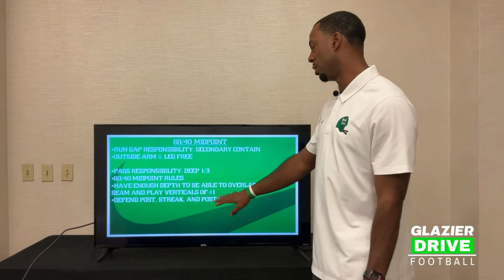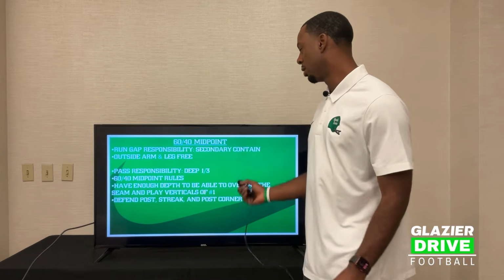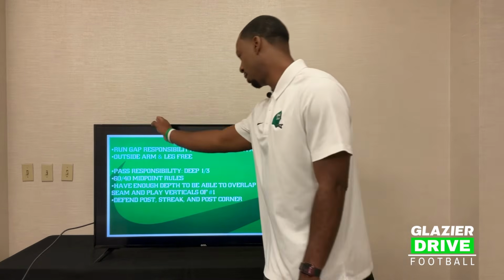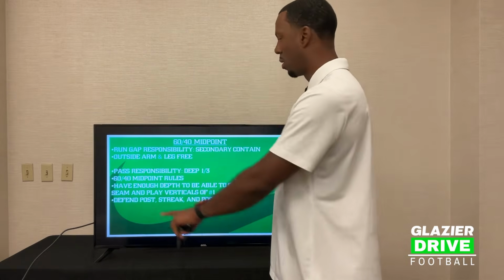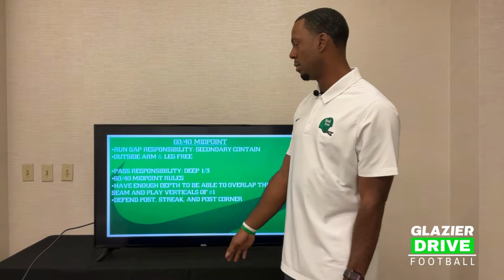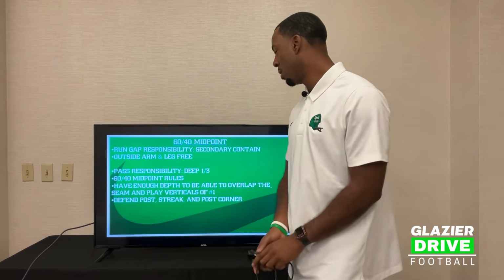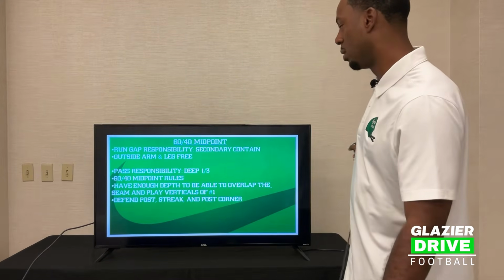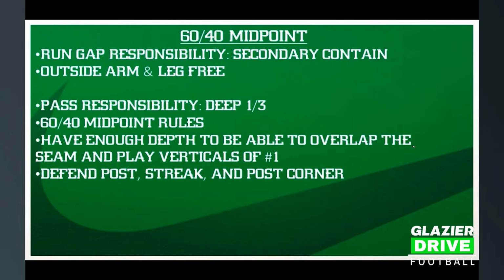Our pass responsibility. We're playing what we call our deep third. So picture we have a field. I'm here and I'm here. Our corners we know are playing our outside third. Our safety, whether it's the free safety or our cover safety, is handling the middle of the field. We have to have enough depth to be able to overlap the seam and play the vertical of 1. So our base alignment starts off 1-by-7. But by the time the ball is snapped, I need to have enough depth that I can overlap if I have 2 verticals, 60% on the number 2, 40% on the number 1.